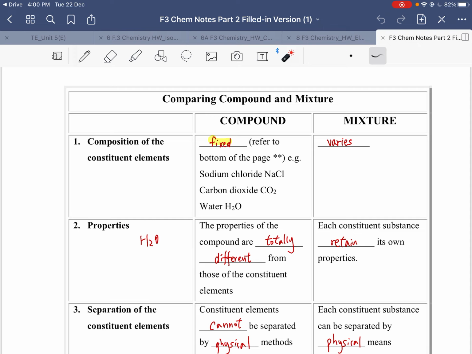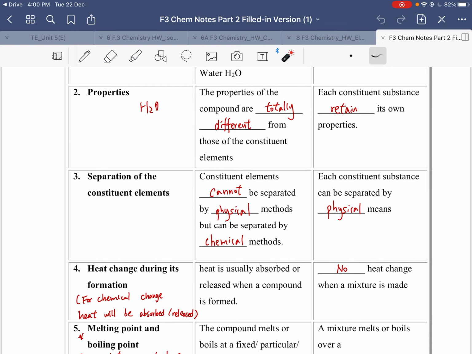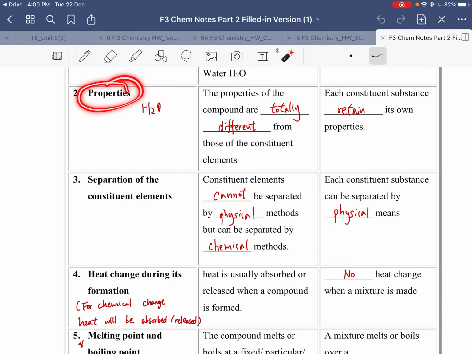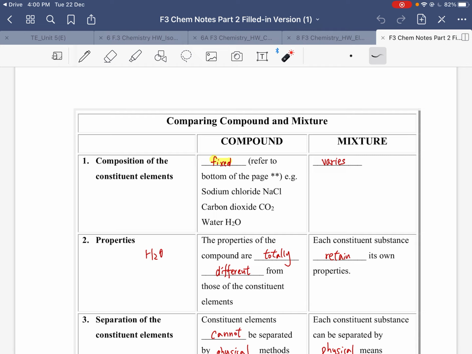Guys, this one is more important than the experiment. It's about the comparison in chemistry between compound and mixture. First, we talk about something that you know already: the properties. Of course, a compound has totally different properties from its constituent elements. Just take water as an example. Water, H2O, comes from hydrogen, H, and oxygen, O.